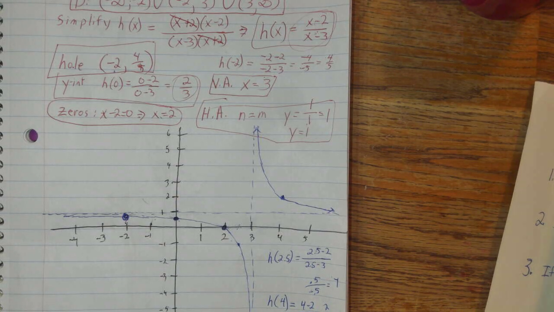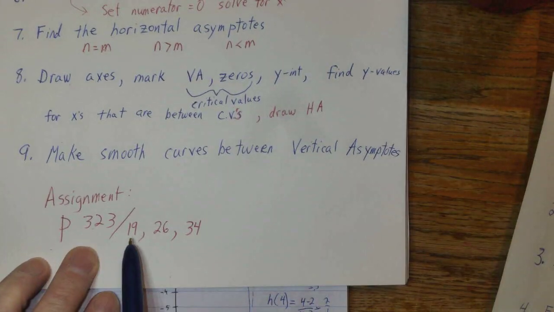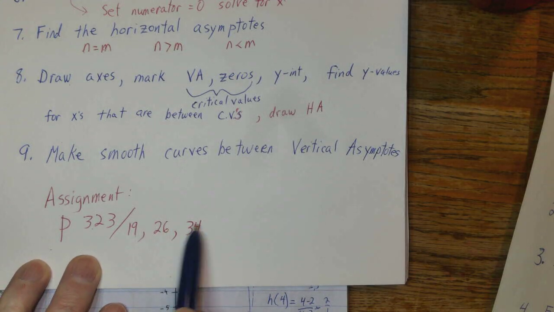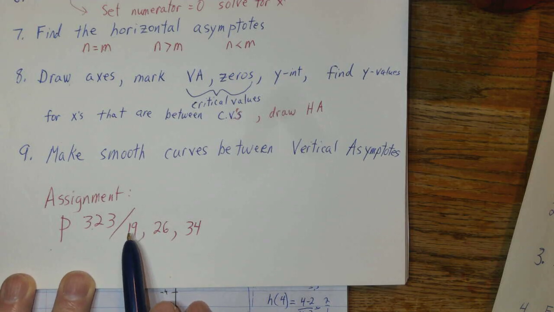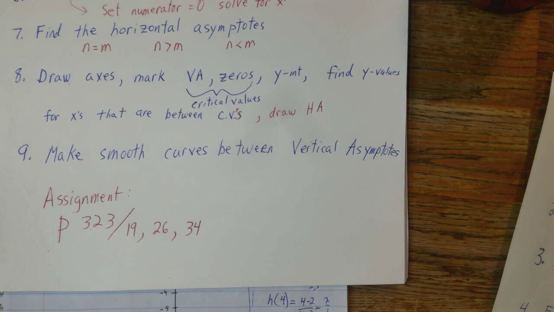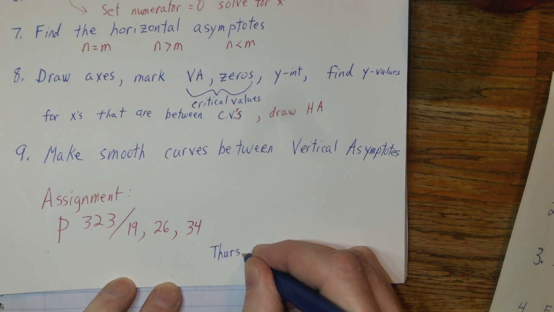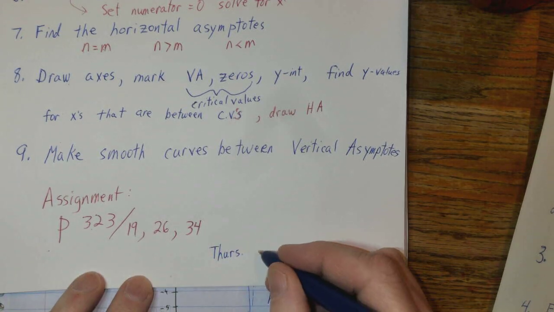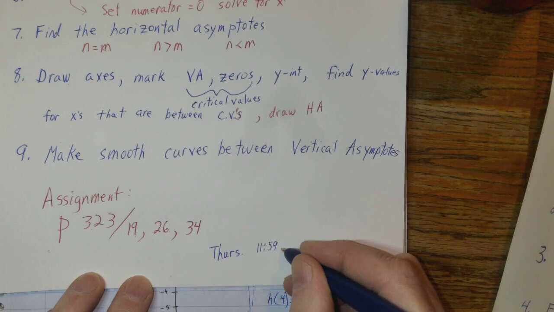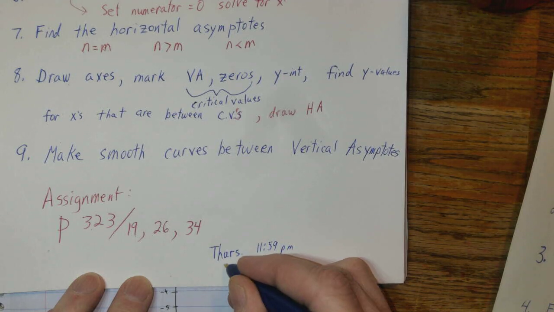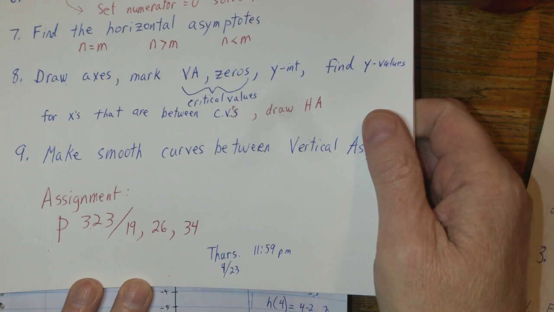And speaking of which, you do have an assignment. It is page 323, and I'm only assigning 3. You can judge by the length of time of each video why I'm doing that, but just number 19, number 26, and number 34. And that will be due between the notes and this. That's due Thursday at 11:59 p.m. Thursday, what is that? That is 4/23, I believe. Yes.